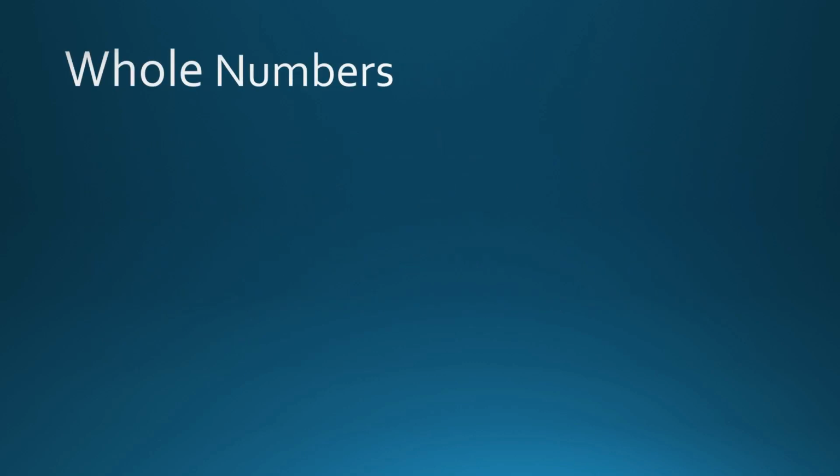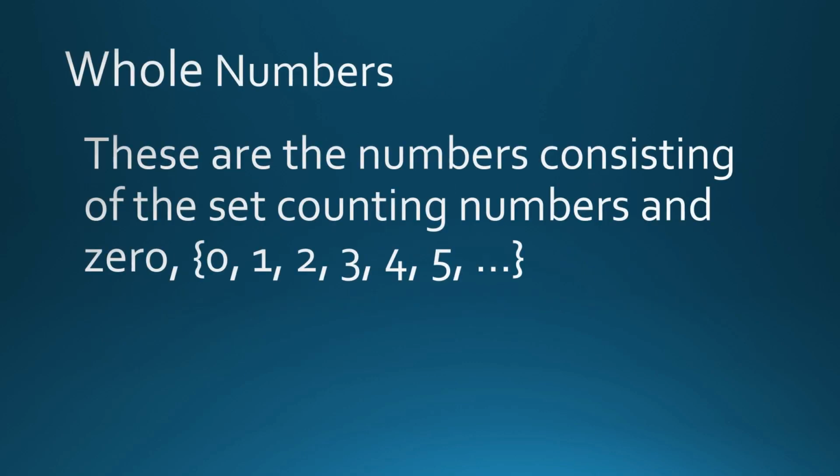Next, whole numbers. These are numbers consisting of the set of counting numbers and 0. 0, 1, 2, 3, 4, 5, and so on. So the numbers extend indefinitely. So the whole numbers are 0 and the counting numbers.